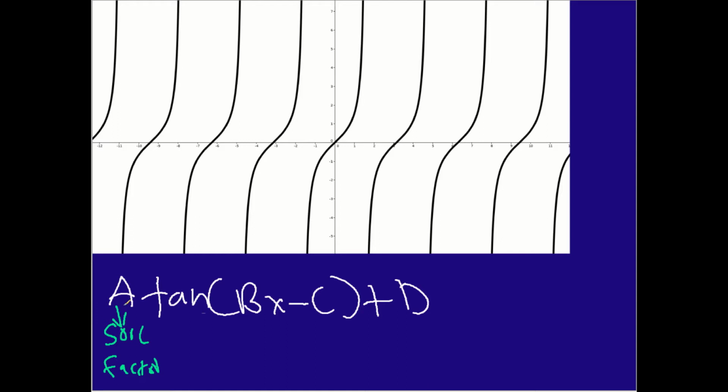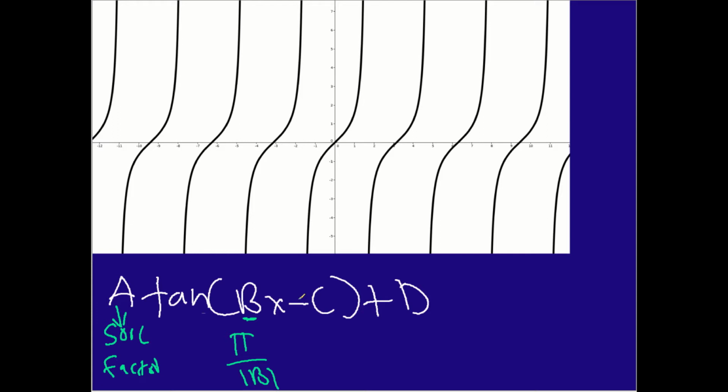The B term is used, of course, for calculating the period as before, except now the formula is different. You do pi over the absolute value of b rather than 2 pi. Again, we'll get to that in a second. And then the C here is your horizontal phase shift, and then the D is used for moving it up and down vertically. So again, very similar.